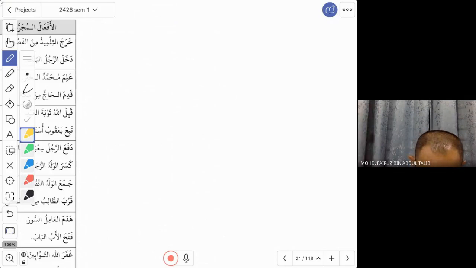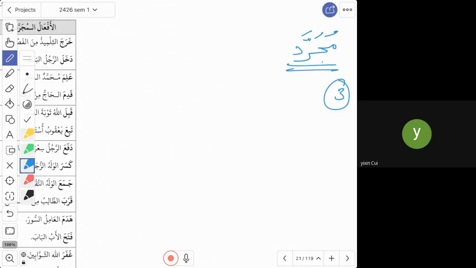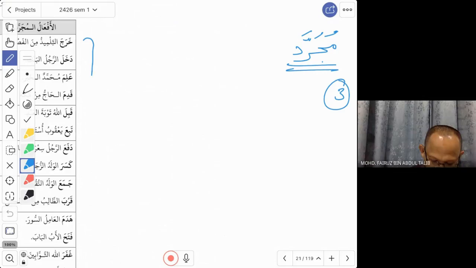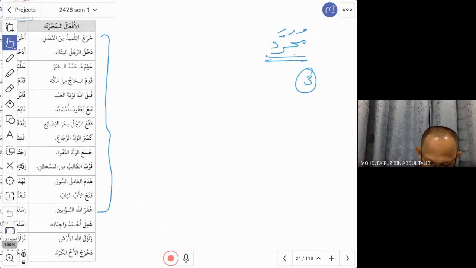Yes, Ustaz. For example, when we say fi'il mujarrad, how many letters are they, from the examples that we have seen just now? From the three letters, good. So they are fi'il mujarrad with only 3 letters. These are all the examples, kharaja, dakhala, until ghafara. These are all mujarrad with 3-letter fi'il.